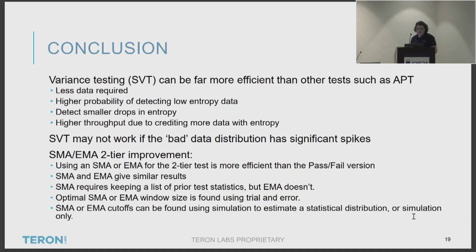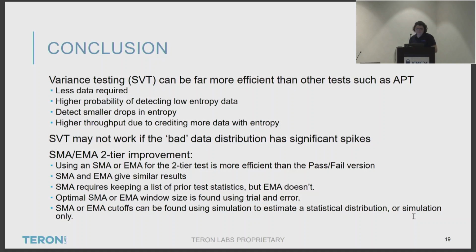And for the improvement to the two-tier test using the simple moving average or the exponential moving average, this is more efficient than just using the pass or fail version. The simple moving average and the exponential moving average give similar results. If you use the simple moving average, you do need to keep a list of prior test statistics. So if you have a shortage of memory, that could be a problem, but the exponential moving average doesn't.